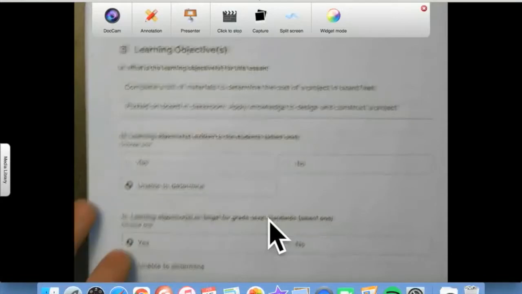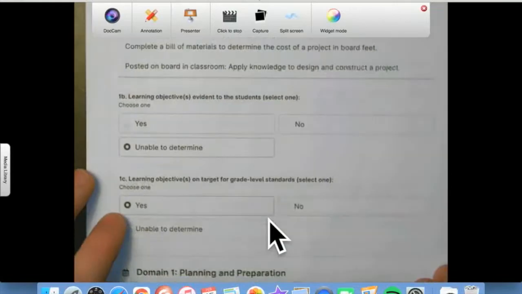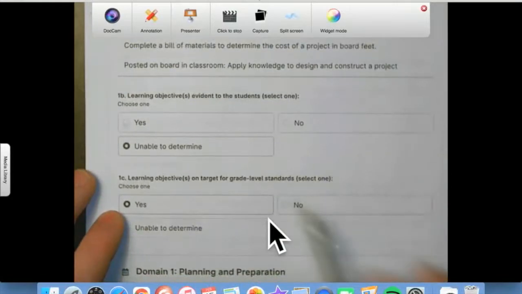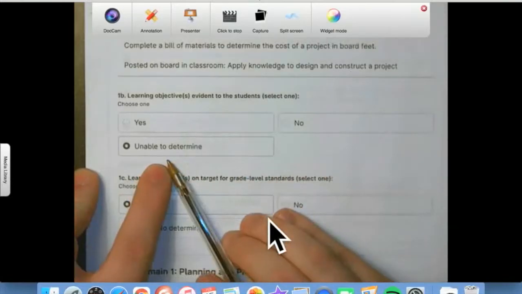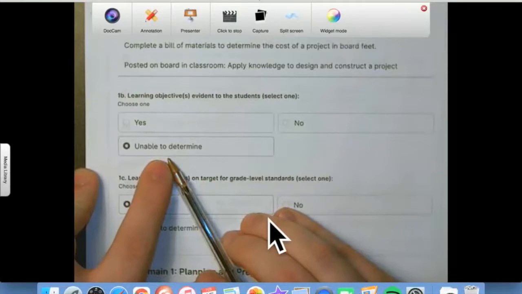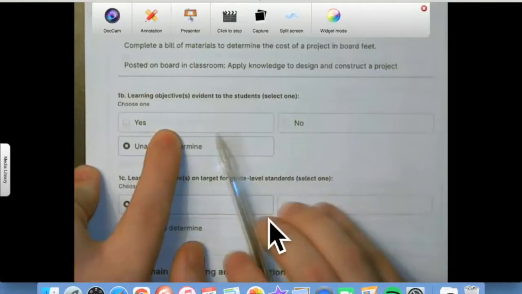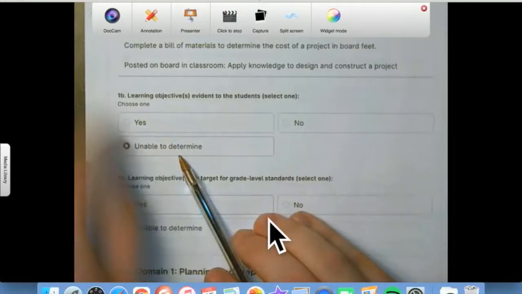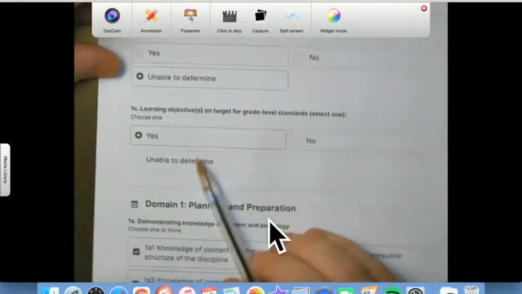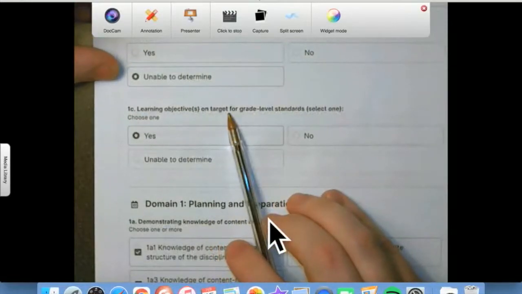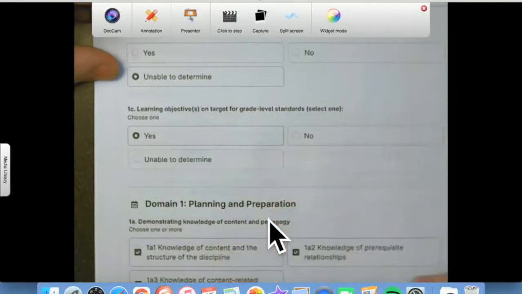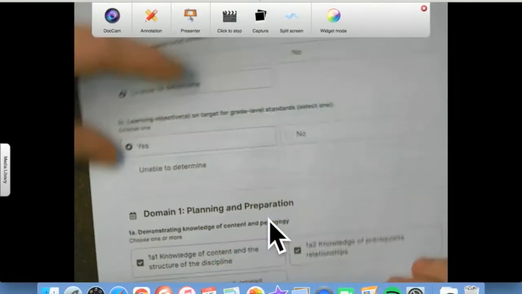Here's what happens. I have that posted up on the board. In this case, it looks like my administrator either didn't see it or didn't know where to look for it, and that is on me because I did not mention where it would be posted. So in this case, it was not a positive or a negative. It was just unable to determine. Then the learning objectives, were they on target for grade level standards? Yes, they were. I would argue they might even be a little bit above grade level standard.